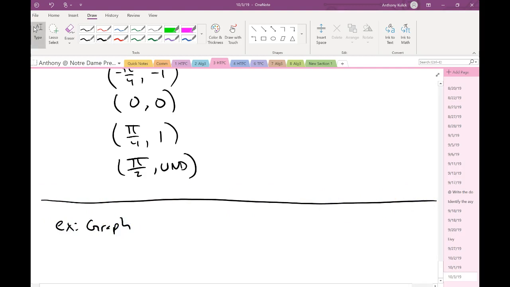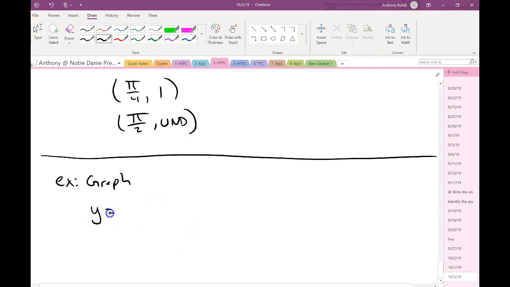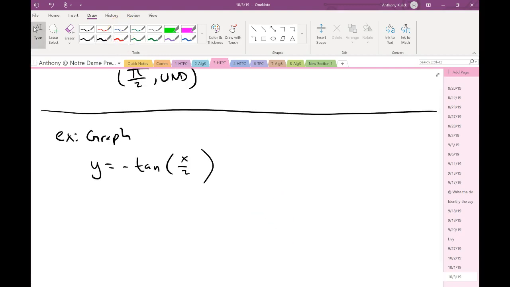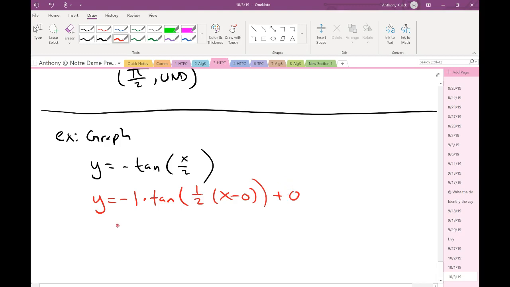So let's do a graph. Let's say we want to graph negative tangent of x over 2. Just like we've done, I'm going to start by rewriting this so it's easy for me to pick out my values for a, c, h, and k. So I get a is negative 1, c is the reciprocal of 1/2, or 2, h is 0, and k is 0.